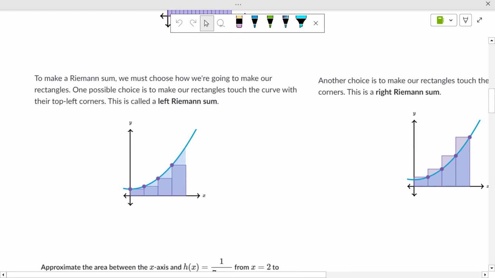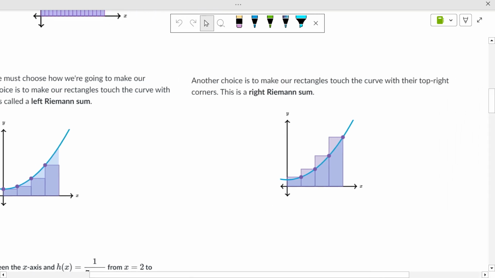If you build your rectangles off the left side, it's called a left Riemann sum. So you go up until the left side of the rectangle hits the function, and you go across. So you have a width and a height of each rectangle. And I'll show you how to figure out the width and height. Now, if you go to the right side of your rectangle and you draw over and you hit the function, that's a right Riemann sum.